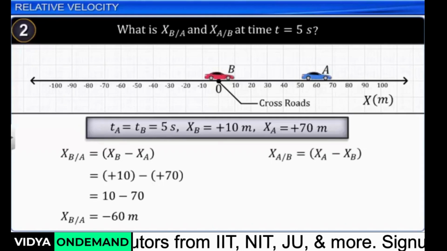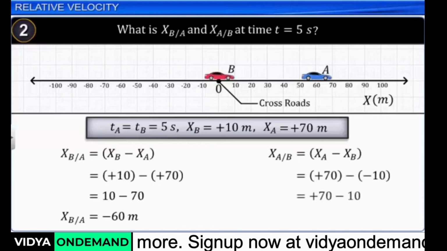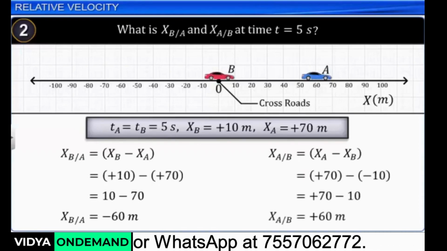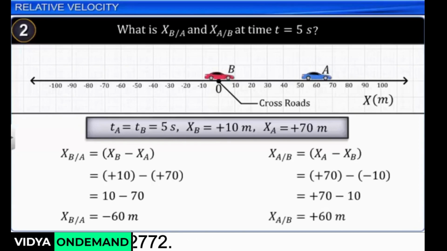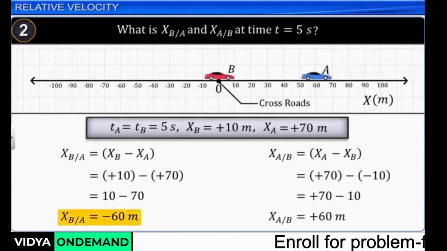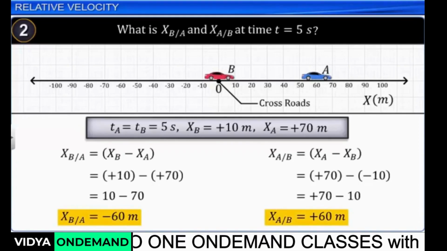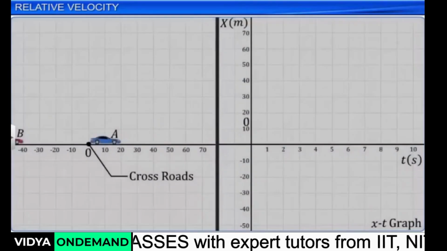We observed that XB by A and XA by B are same in magnitude. This implies that the distance between the two cars remains constant, irrespective of time elapsed from the first observation.